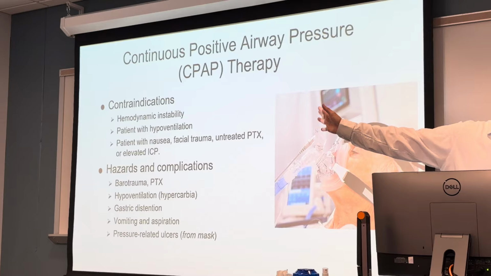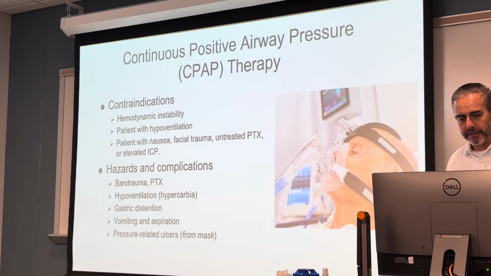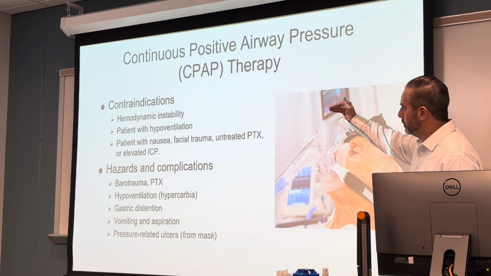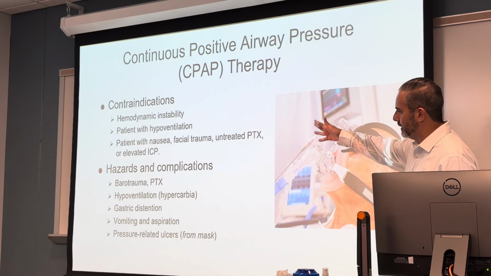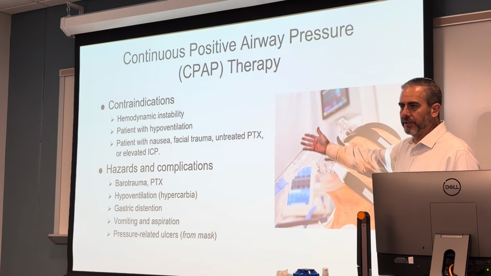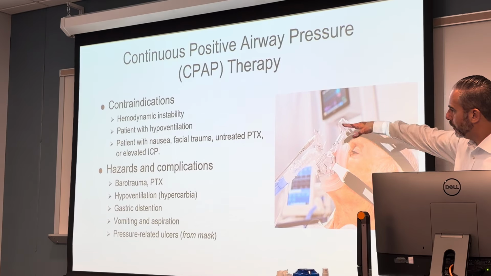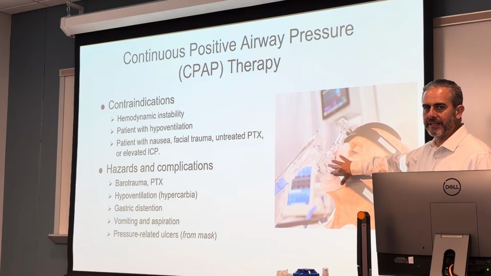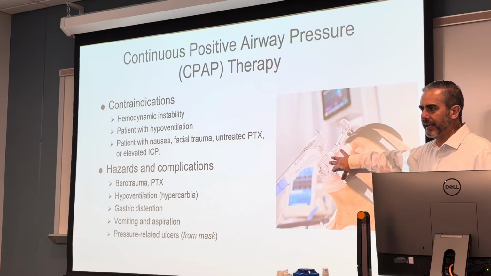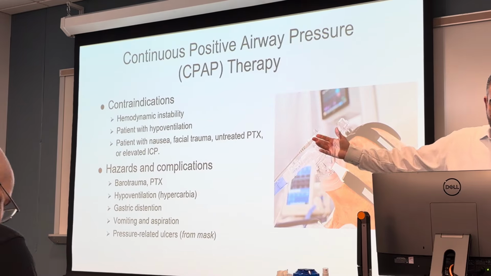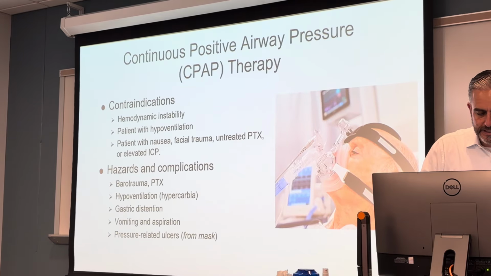Contraindications: hemodynamic instability, patient with hypoventilation, nausea, of course, facial trauma, untreated pneumothorax, elevated. These are all very similar to the positive pressure contraindications to a patient receiving IPPB. I would say with a difference, the facial trauma, because this mask has to be kept snug and tight on a patient's face. Hazards and complications, these are also very similar.